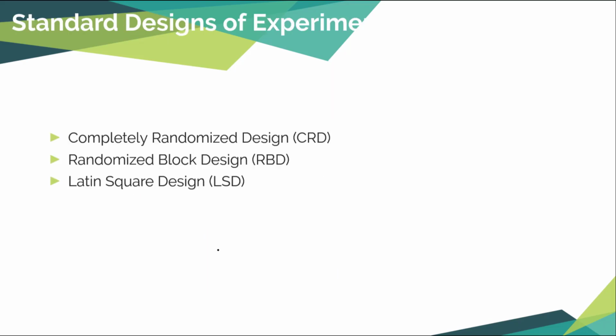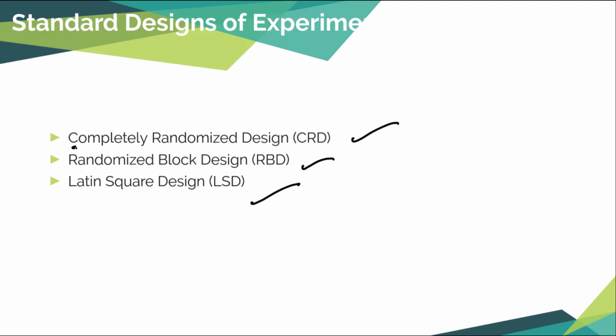Okay? So there are three different types of designs that are very commonly used and that we will discuss in this course. They are completely randomized design, randomized block design, and Latin square design. All of these three designs have different purposes, and based on the items that you want to consider, your design changes, right?